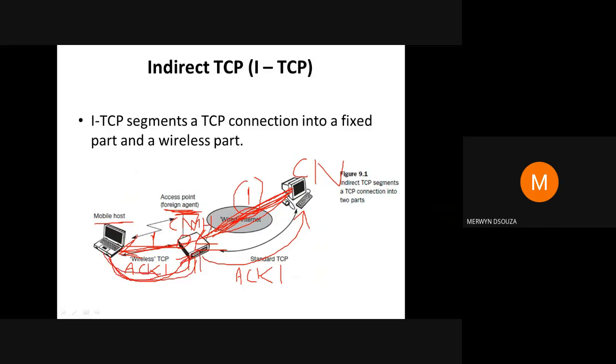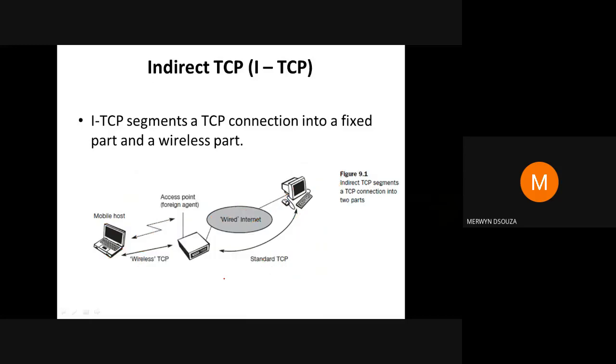It feels this acknowledgement will be delivered to the correspondent node, but the foreign agent, since it has already sent this acknowledgement, discards it upon receiving. So it discards the acknowledgement sent by the mobile host. This is the way indirect TCP works. If during the transmission any packets are lost, it is the job of the foreign agent to retransmit the packet, because whatever packets are being sent are buffered by the foreign agent. So it is the job of the foreign agent to retransmit any lost data.